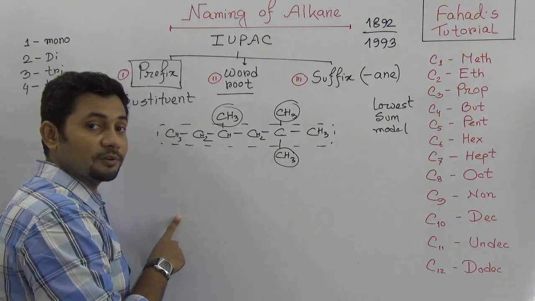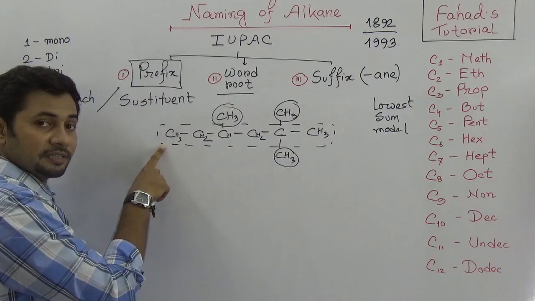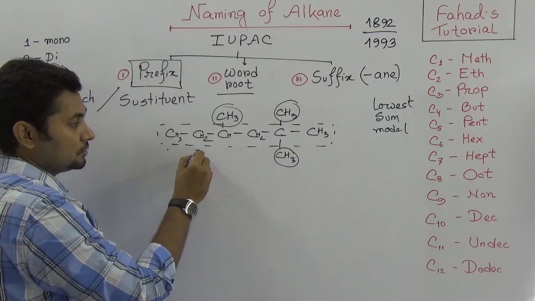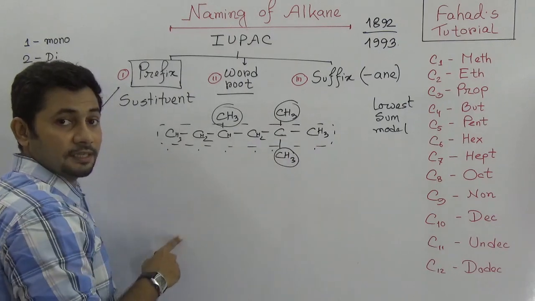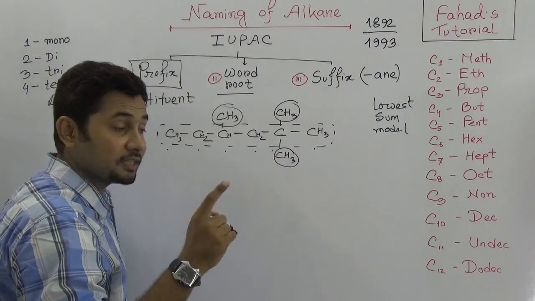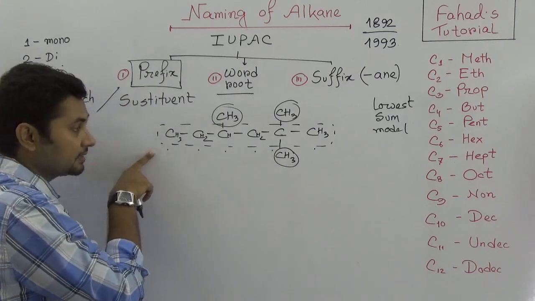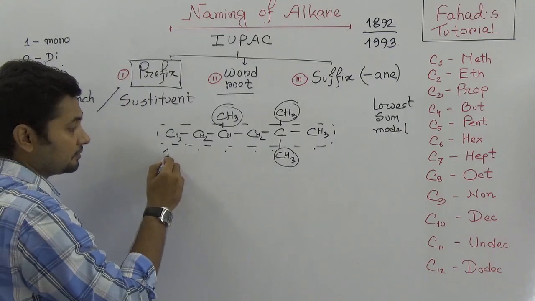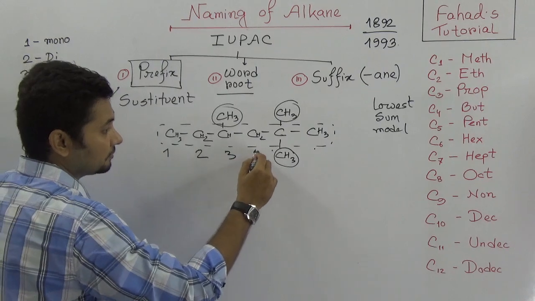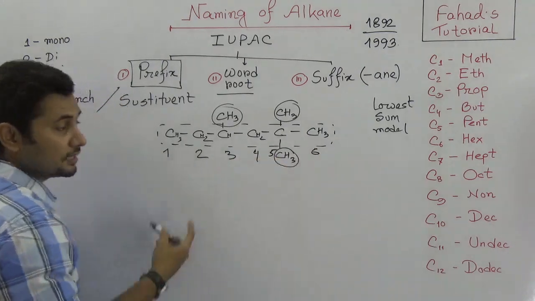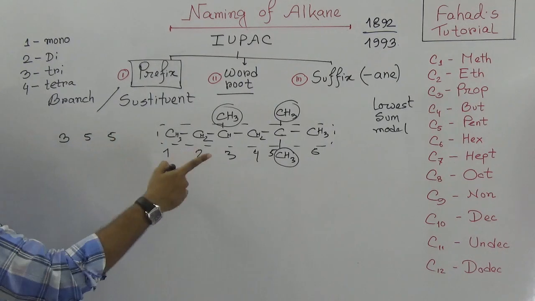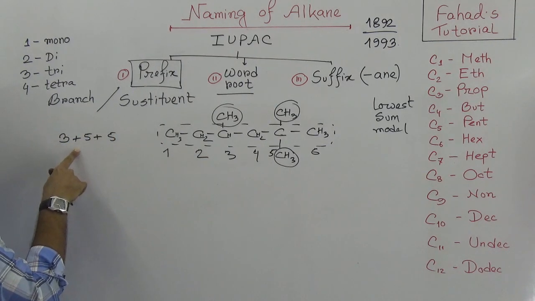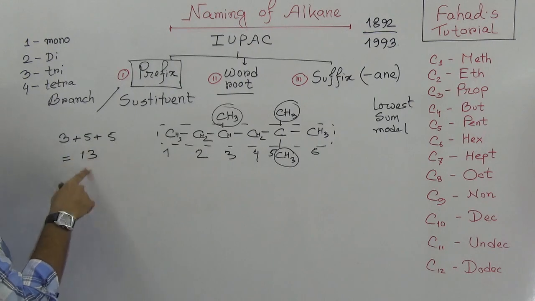But the branches, we have 1, 2 and 3 branches. In which carbon? If we start from here, 1, 2, 3, 4, 5, 6. So we have 3 branches. If we start from here, 1, 2, 3, 4, 5, 6. So we have 3, we have 5 and 5. So if we add, then it is 13.